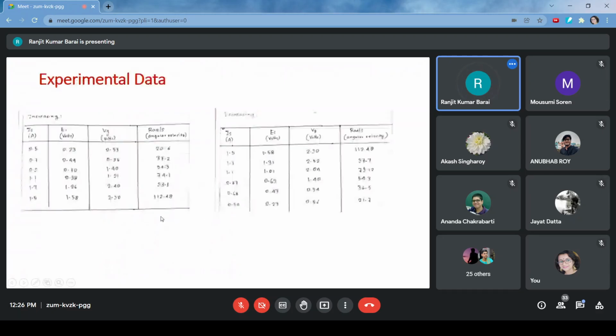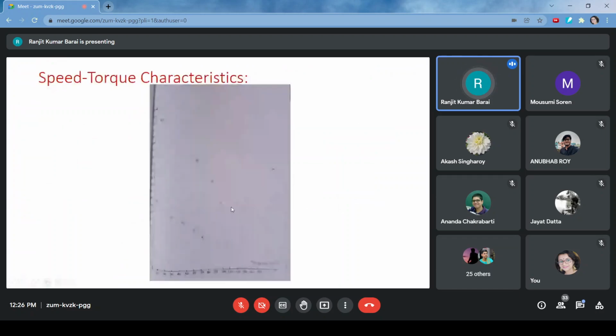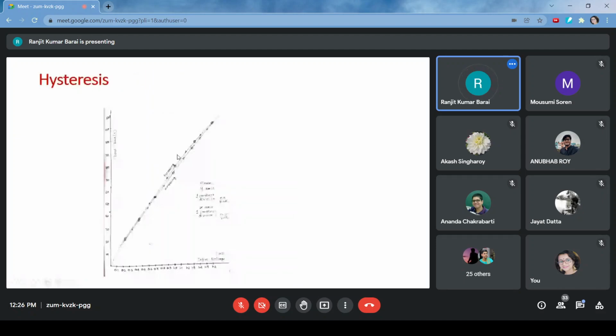This parallel, these characteristics actually shifted from this perfect parallel location, because of this hysteresis. We can assess the nonlinearity from this experiment.